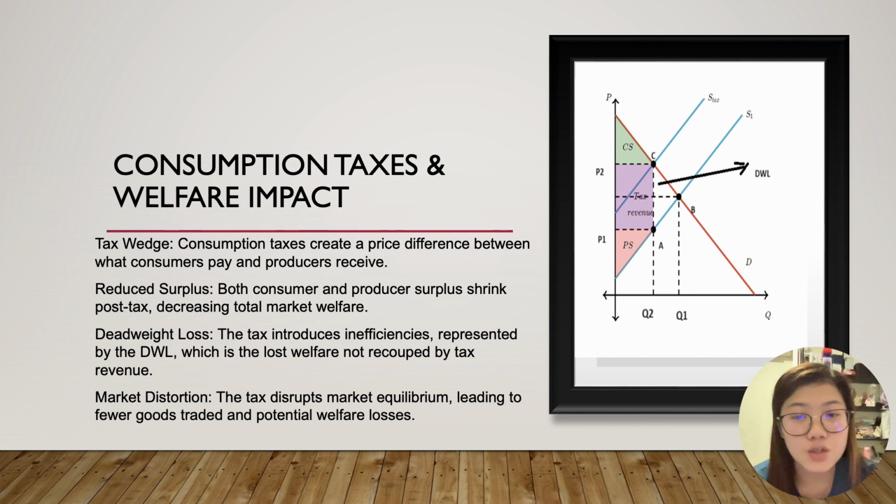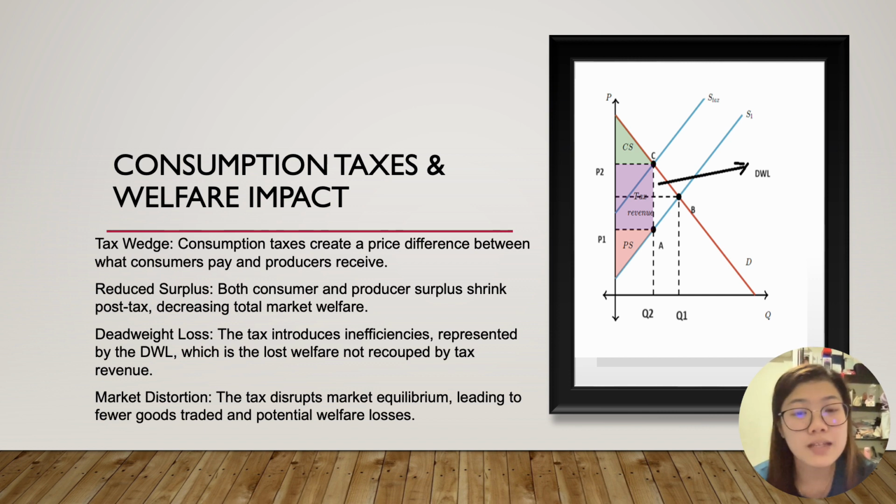Before the tax, consumer and producer surplus represents the total welfare derived from the market. After the tax, both surpluses decrease. The tax revenue collected by the government takes a portion of the original surpluses, but not all of it. The remaining unclaimed area, which is not part of the new consumer or producer surplus or the tax revenue, is the deadweight loss.